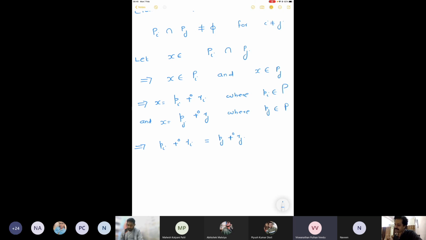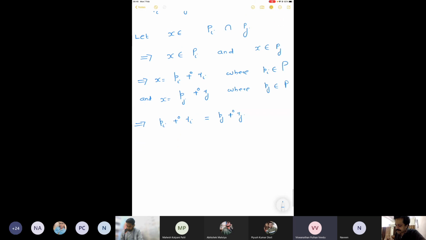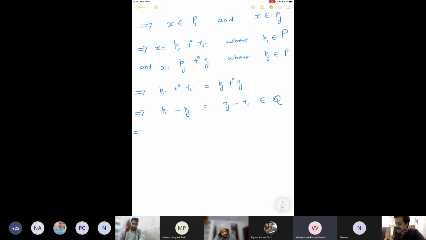Now apply the definition of special translation. Either it is the same or you have to subtract one. In whatever case, you will get pi minus pj equal to Rj minus Ri. And Rj and Ri are rational, and therefore the difference is rational. So pi minus pj is rational, and that gives you what? pi is related to pj. They are in the same class.